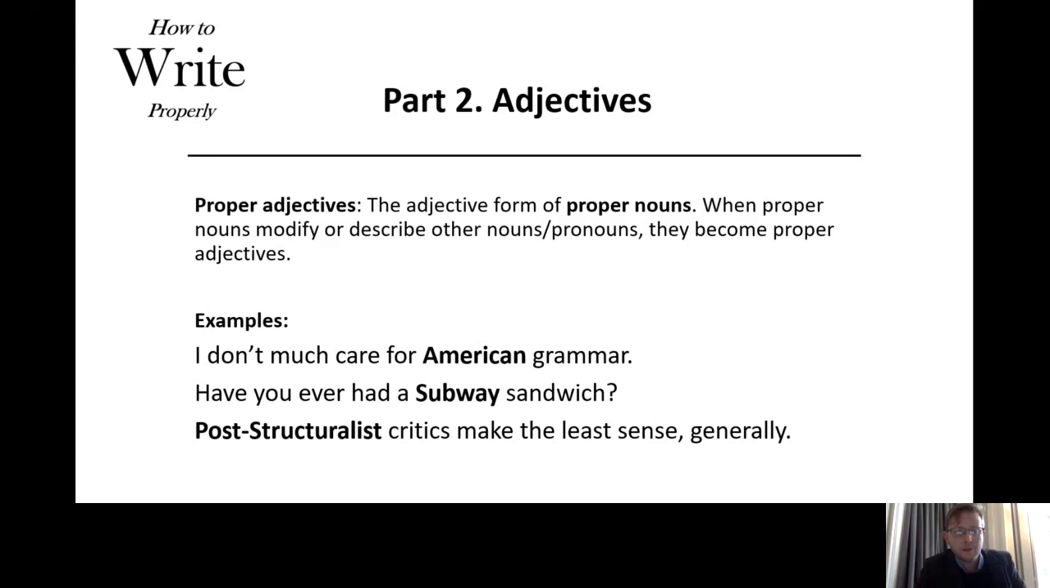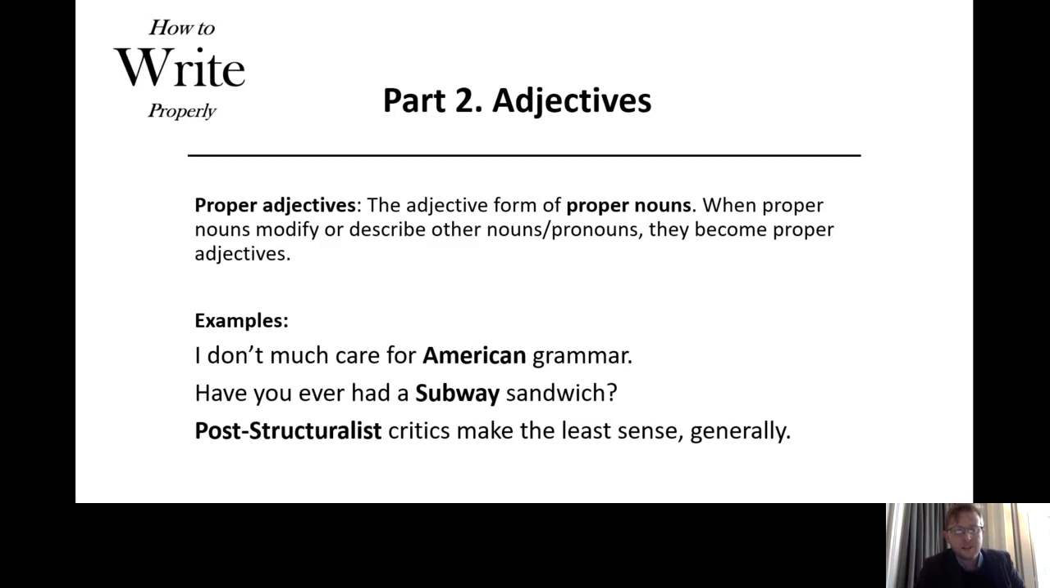So, a proper noun is used as the adjective. So what's a proper noun, you might think? Well, nouns are names for things, names for all things. If the noun being used describes a place, a person, an organization, or something specific, it's a proper noun. So, for example, America is a proper noun.